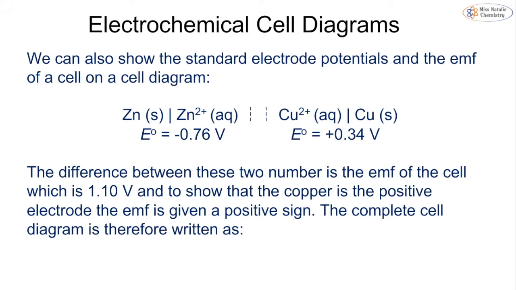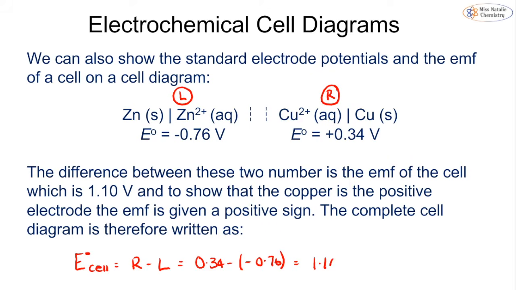We can also show the standard electrode potentials and the EMF of this cell all together. So this is just rewriting the same thing that I just previously wrote. The only difference is I now have the E0 values underneath. And then, of course, if you remember, this being the left, that being the right, to get the E0 cell, you always do the right-hand side minus the left-hand side, which would be 0.34 minus 0.76, which is, of course, 1.10 volts. So we would quote that along with the entire cell diagram.